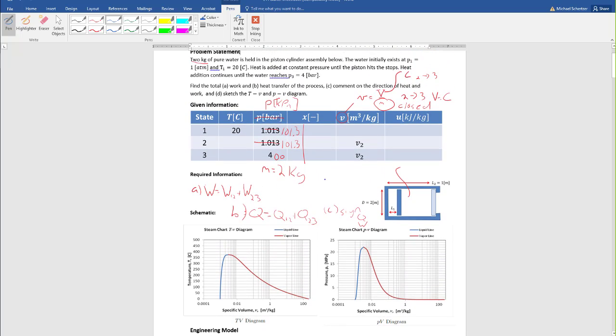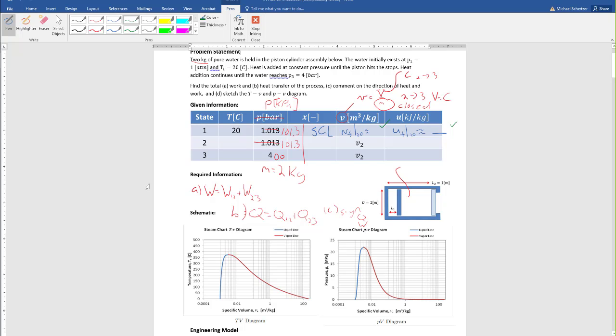Here, the good news is I know that this state 1, when I was drawing this, was a subcooled liquid. That means that this is approximately going to be vf at 20 degrees, which is approximately 1 over 1,000. We'll look that up. And this is going to be uf at 20 degrees. That's how we'll approximate that. So this I can find. I don't know the number yet, but basically I have found this value. So these two things I basically know.